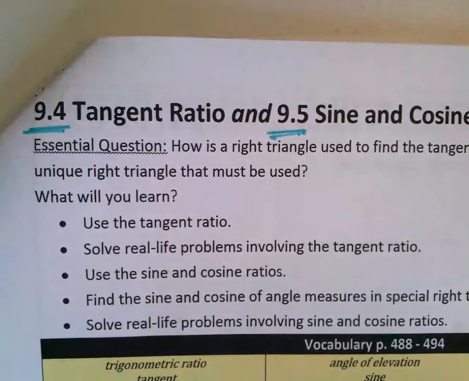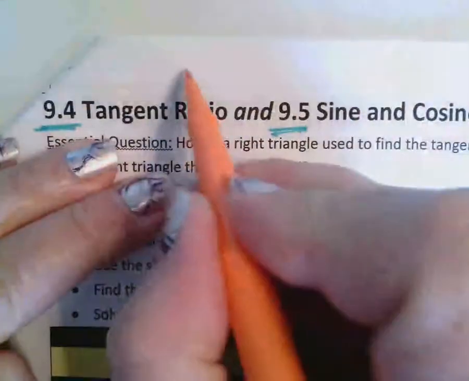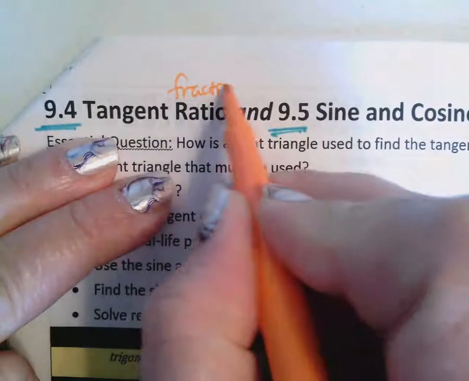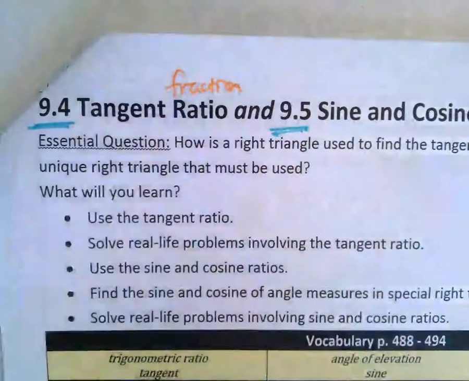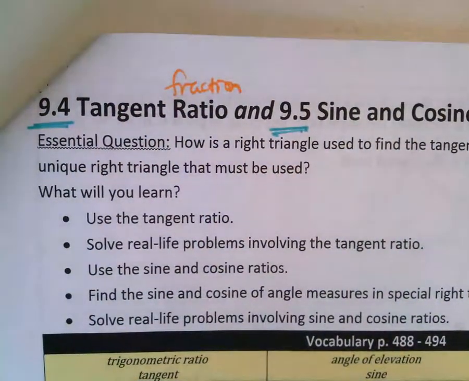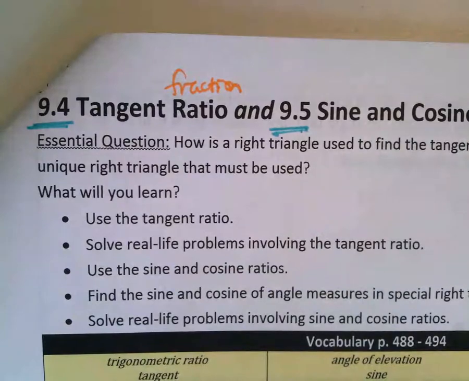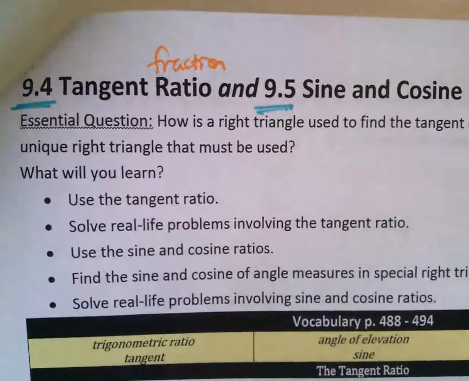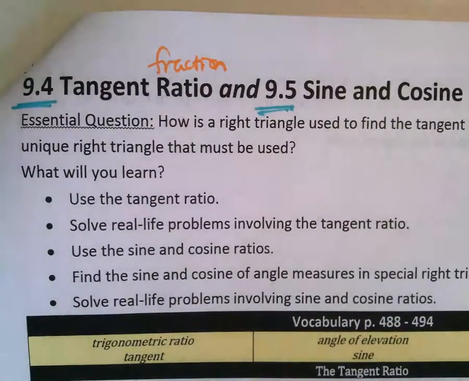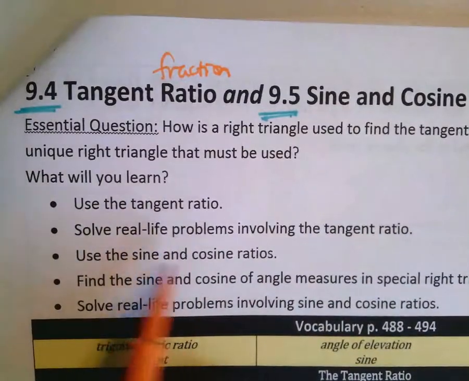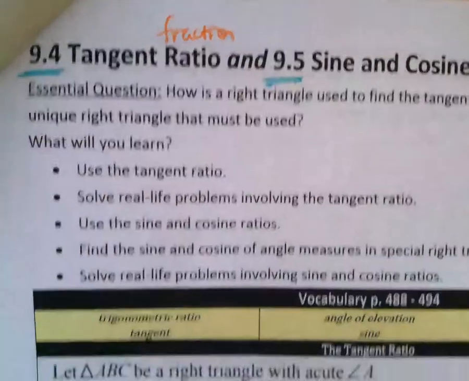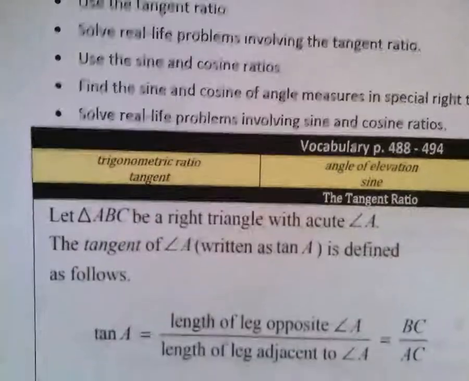So what is a ratio? Well, a ratio is a fraction, right? It's a comparison of two things. So you're comparing using a specific ratio. And those ratios are called tangent, sine, and cosine. So welcome to trigonometry. This is basically right triangle trigonometry. And we're going to be talking about tangent ratios, sine and cosine ratios. And then we're going to use those to solve for problems.